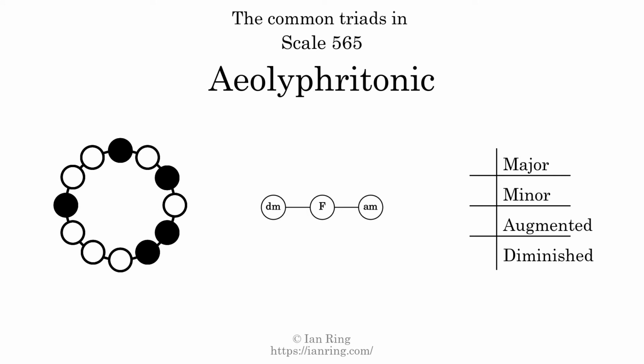The diagram in the center is a graph of parsimonious voice leading between triads. There is one major triad. There are 2 minor triads. There are no augmented triads. There are no diminished triads. Here is a Hamiltonian path of parsimonious voice leading that uses all the triads.